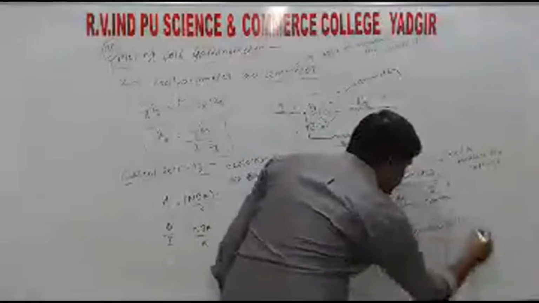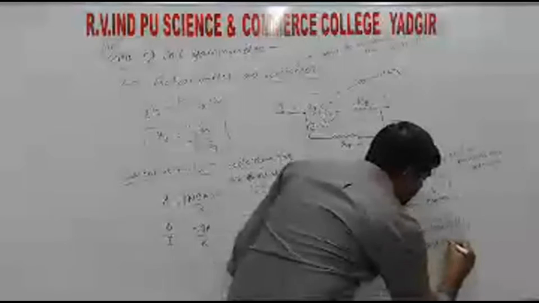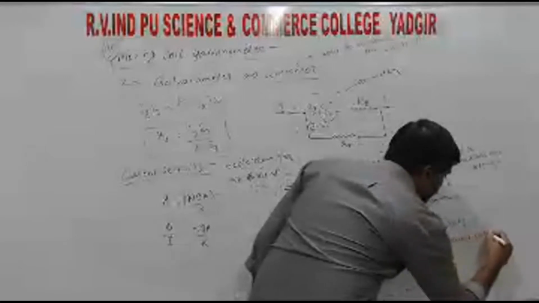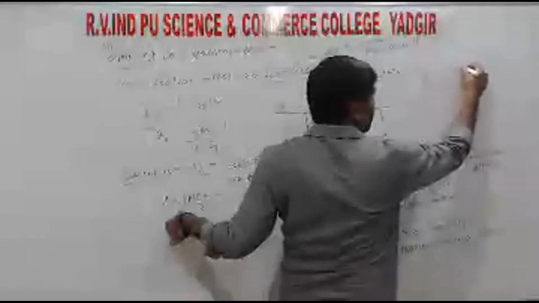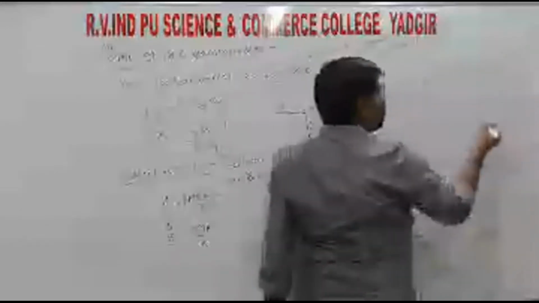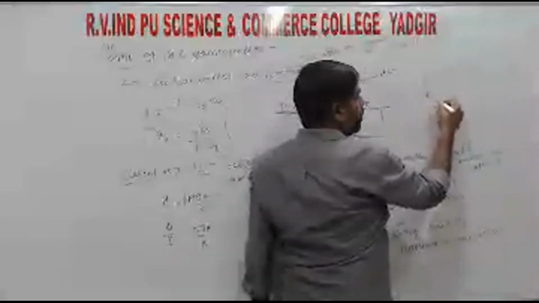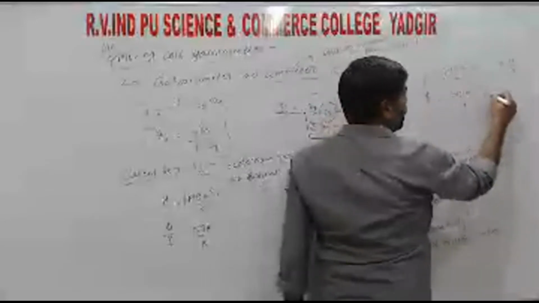Voltage sensitivity is deflection per unit voltage. Deflection per unit voltage we call voltage sensitivity. From the relation phi equals nVA by K into I, we need phi by V. In this relation we don't have V, so multiply and divide the whole equation by V, right? So phi by V equals nA by K into I by V.